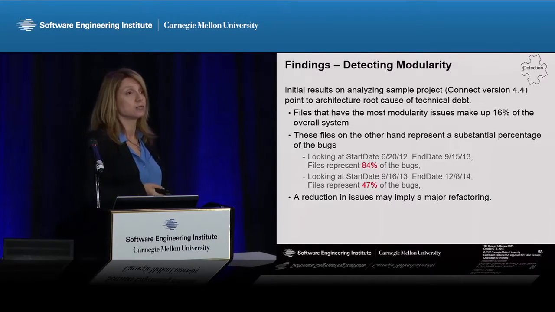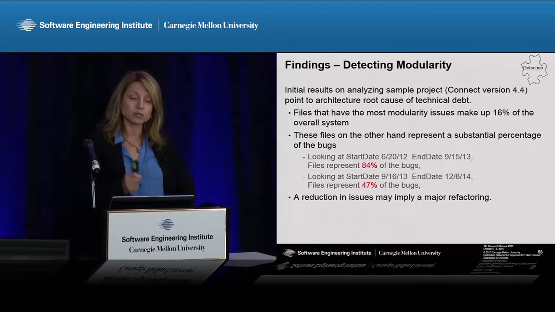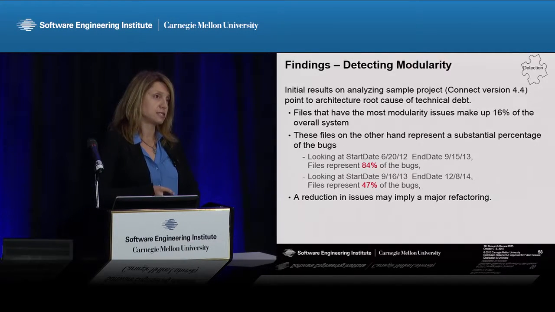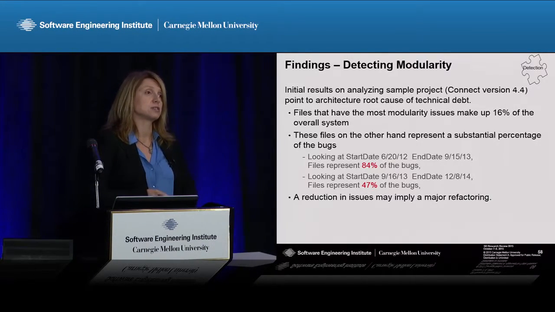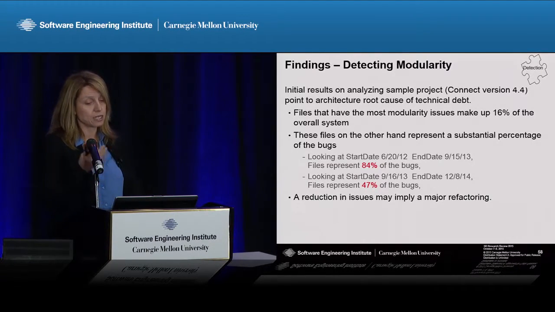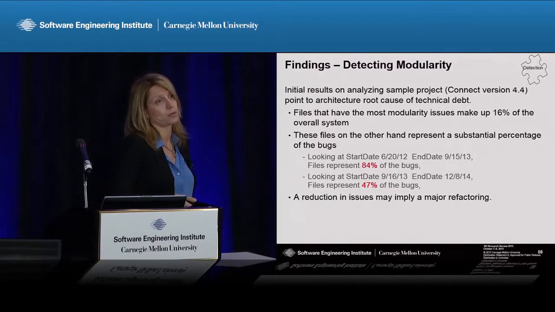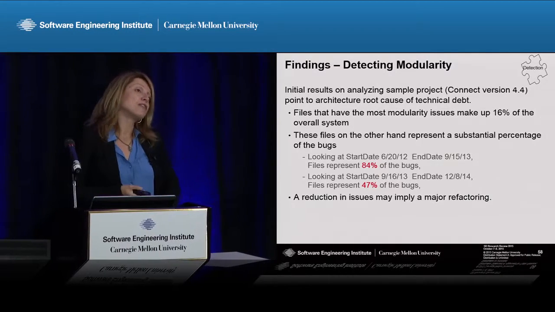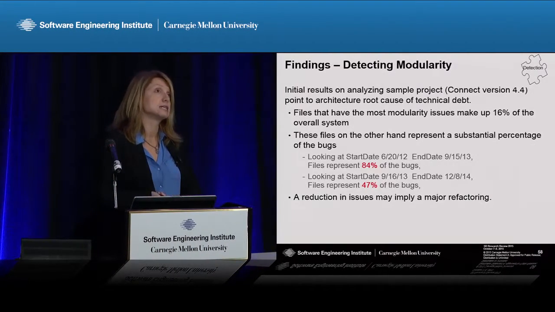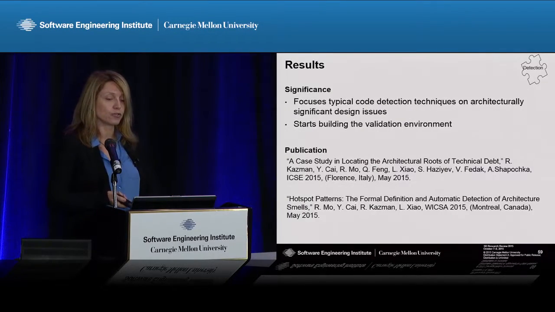So this particular project went through several major refactorings, and looking at different time frames of the project, as well as the modularity and modifiability issues that we look at, we found that the major modifiability issues make up about 16% of the overall system. Yet that 16% of the system accounts for a big chunk of the existing bugs, 84% before a major refactoring, but even after the major refactoring, 47%. So this gives us confidence that we're on the right path, and we're continuing on collecting more of these, doing the experimentation and collecting further data.